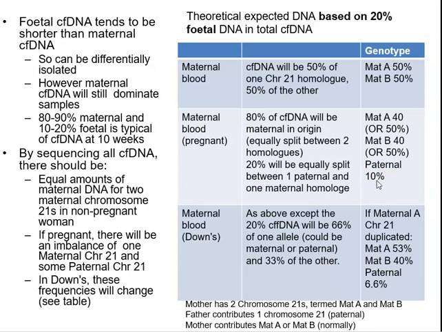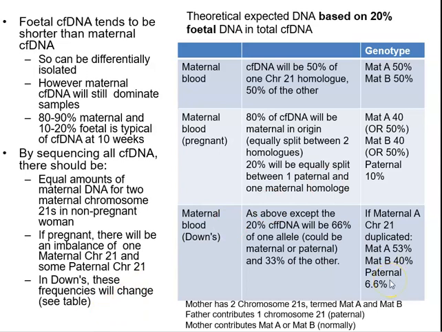The other 90% will be made up of either 40% or 50% of A and 40% or 50% of B. And if this is 50%, this one would be 40%. If this one's 40%, this one would be 50%. So we could have the situation where we have 40% maternal A, 50% maternal B, 10% paternal. That is what we would expect to see for a normal pregnant woman.